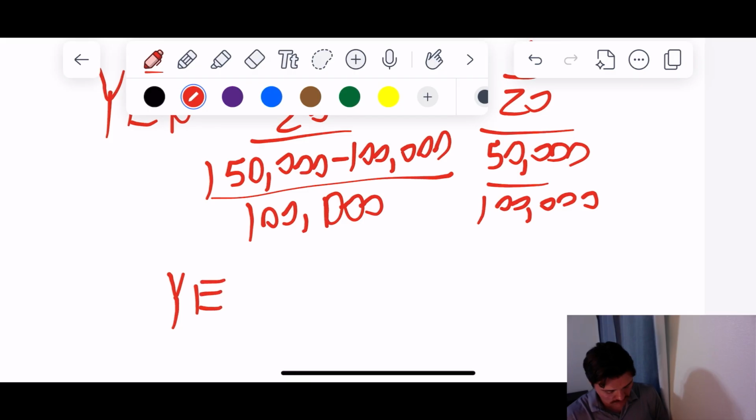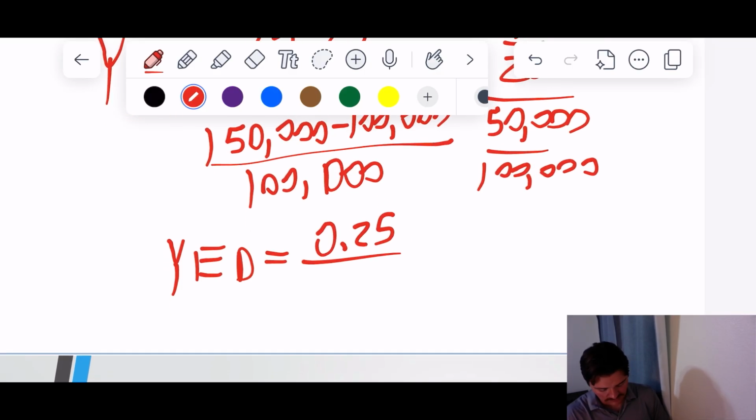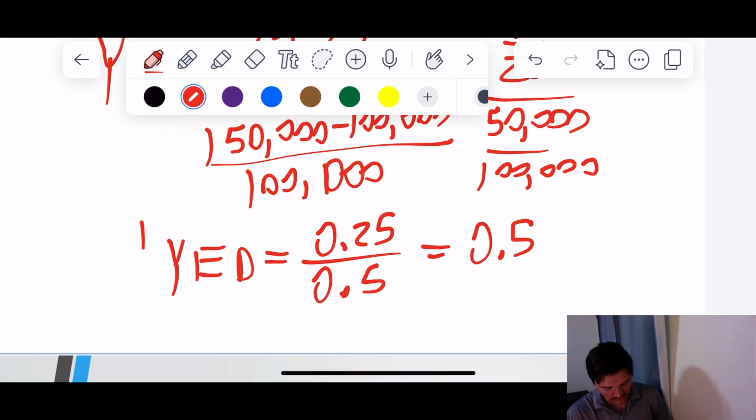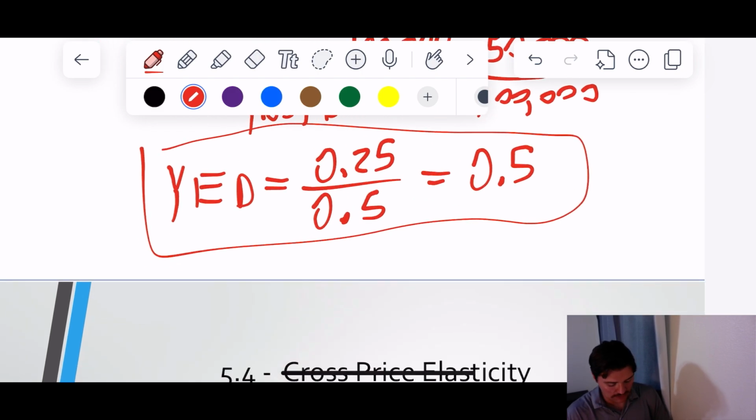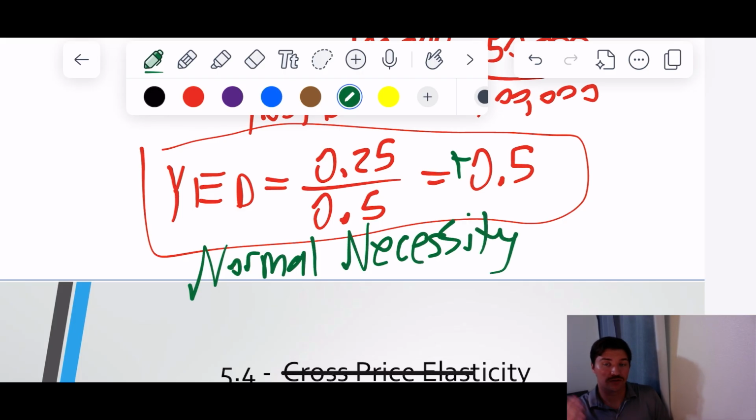5 over 20 should be 0.25. 50,000 divided by 100,000 is 0.5. And so you should have gotten a 0.5 for your income elasticity. Now again, this is a positive number, so it is a normal good, but it's less than 1, so it is a necessity. Okay? So that's how we determine the difference between a luxury good and a necessity.